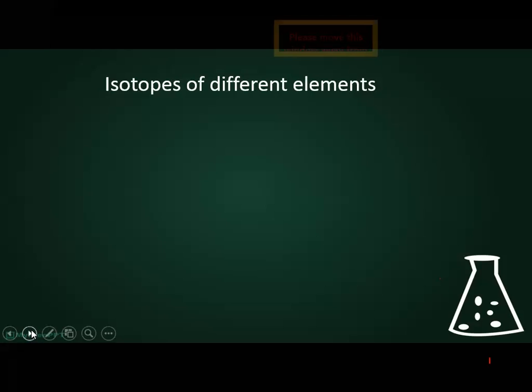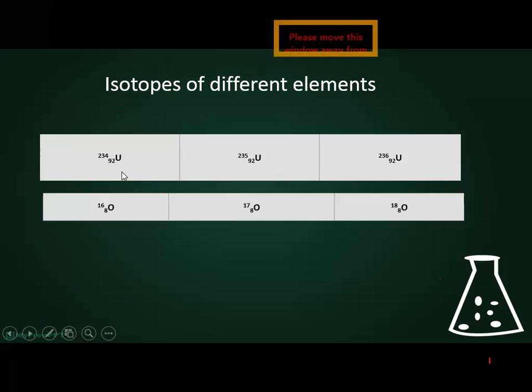Next are the isotopes of different elements. Uranium. Look at this subscript. This is the atomic number 92, 92, 92. But the number of neutrons is increasing. That's why their atomic mass or mass number changes. One isotope of uranium has the mass number 234, another one has 235, and the third one has 236. It shows that there are 3 different isotopes of uranium atom.